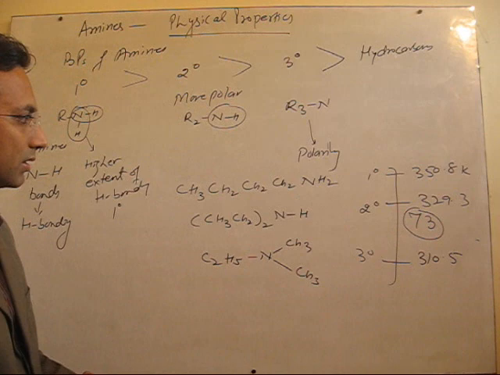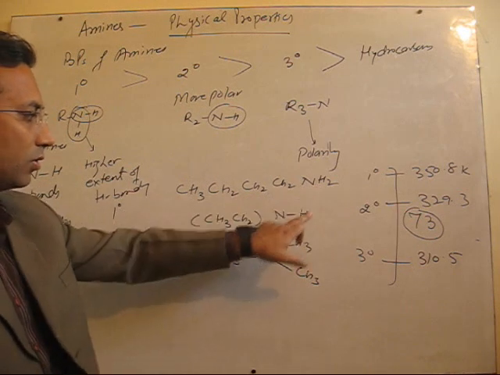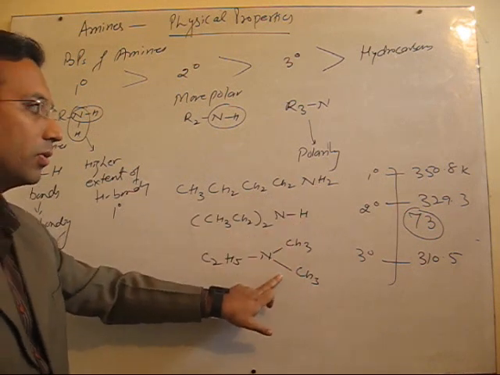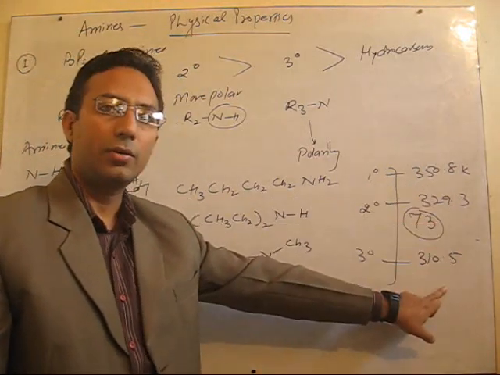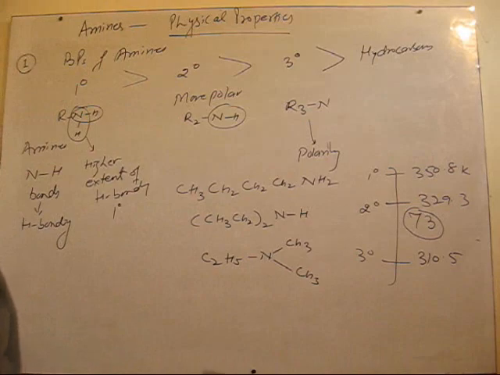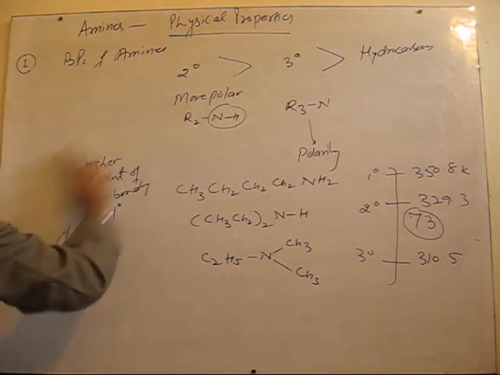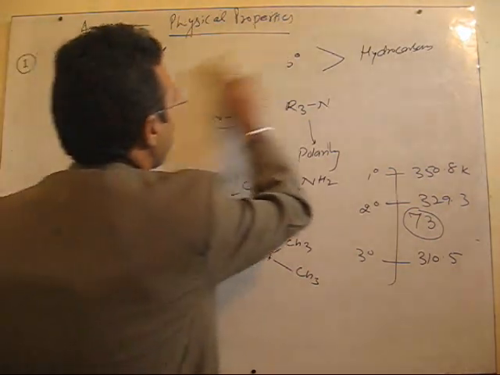Right? Their molecular masses are same, but you know, two NH bonds, one NH bond and no NH bond. Because of that, boiling point is high, primary, secondary and tertiary amines, right? So this was comparison of boiling point among primary, secondary and tertiary amines. I hope it is clear to you.